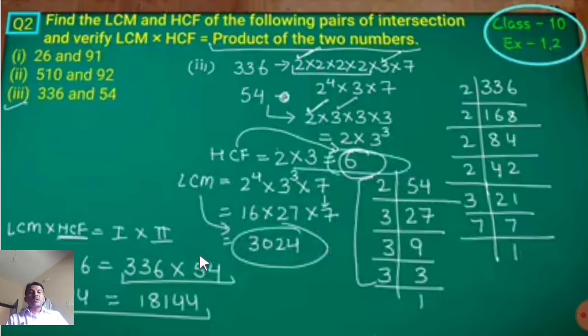Now we have to verify whether the LCM into HCF is equal to the product of two numbers or not. LCM into HCF is equal to, LCM is 3024 and HCF is 6. The product of those two numbers gives us 18,144. The product of two numbers, 336 into 54, gives us 18,144. So the product of two numbers is equal to the product of LCM and HCF. This is the second question.